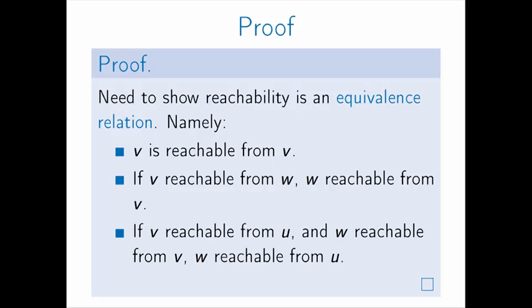And then there's the difficult one, that if V is reachable from U, and V is also reachable from W, then W is reachable from U. What this says is, if you take V and everything that it connects to, in fact, everything in that whole region connects to everything else in that whole region. And that last step is not so hard once you write it down.